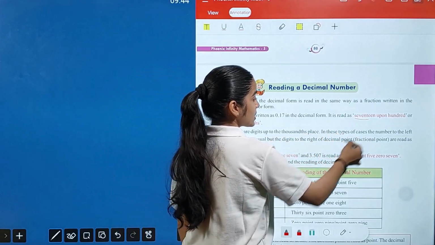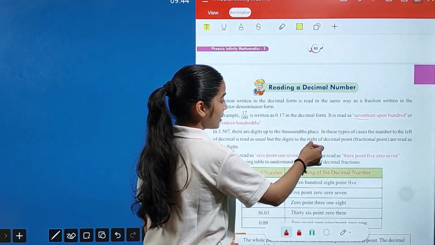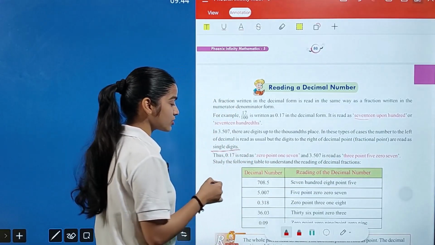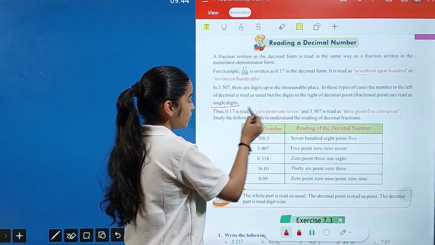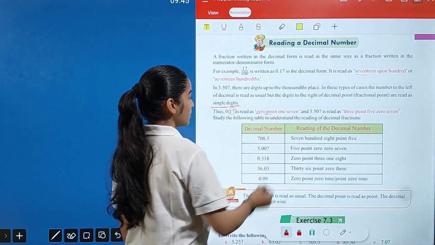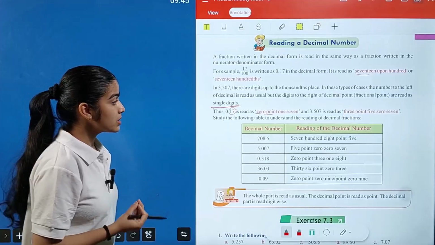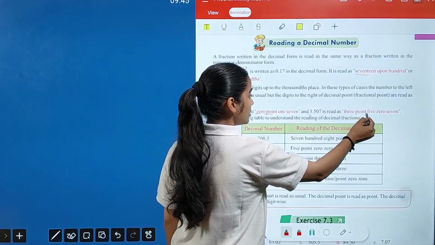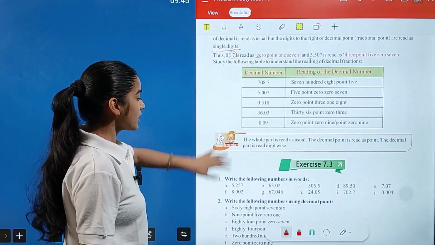In these types of cases, the number to the left of the decimal is read as usual, but the digits to the right of the decimal point are read as single digits, which I already explained. So 0.17 is read as point, and then 17, because after the decimal point we have to read our digits in single digits. And 3.507 will be read as 3 point 5 0 7. This is the way we can read our decimal numbers.